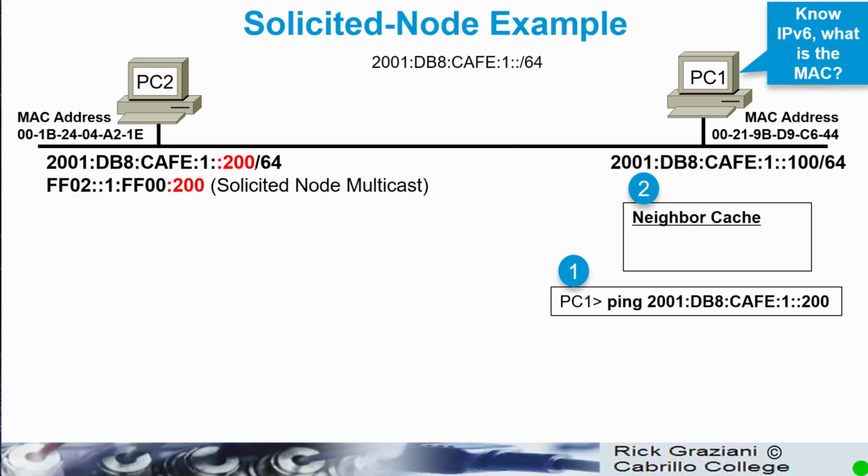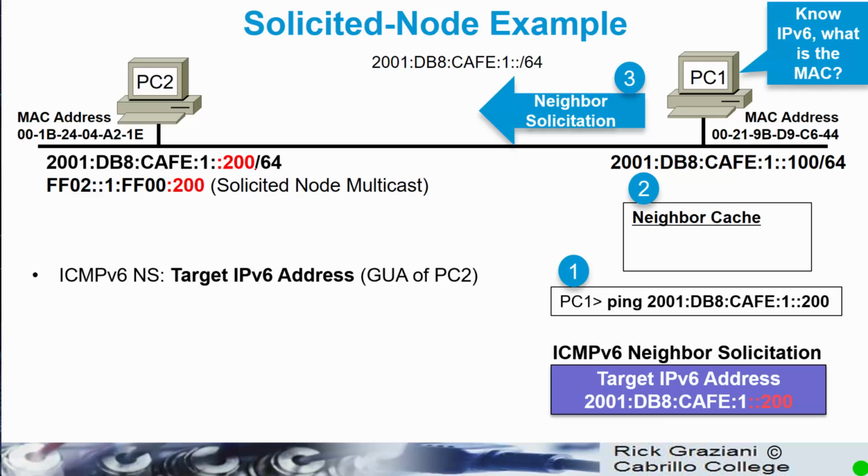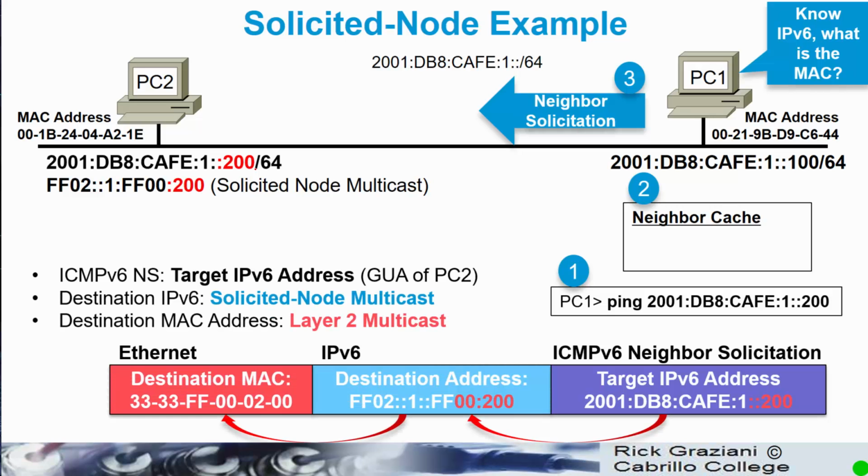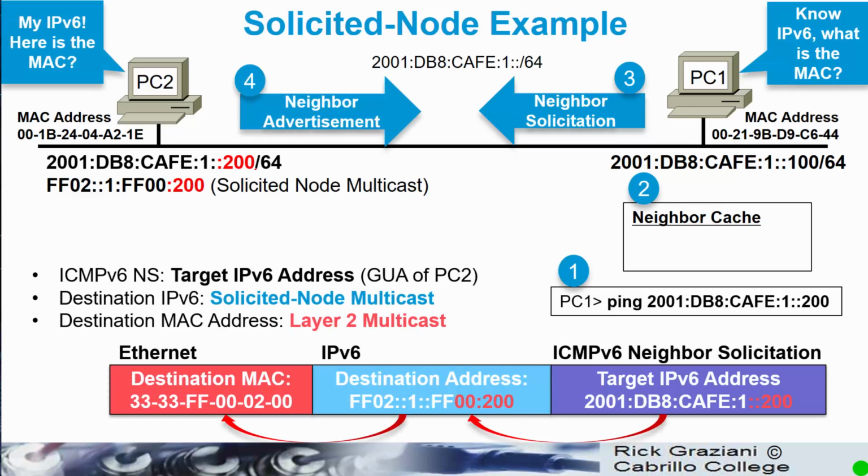So here we're going to ping a global unicast address. It will then send a neighbor solicitation. It should be able to get a neighbor advertisement based off of its MAC address. It will then populate the appropriate information in the neighbor cache, both its IP address and its MAC address.